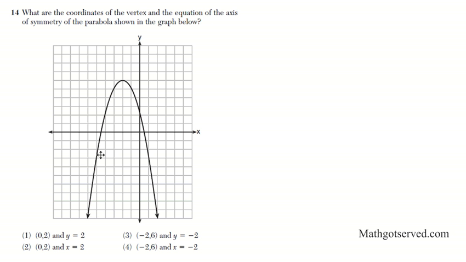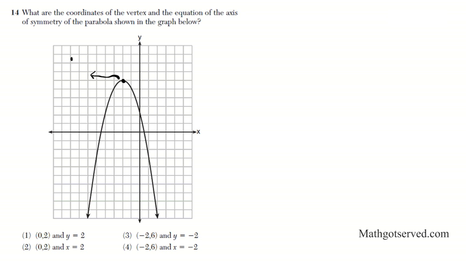Question 14 says, what are the coordinates of the vertex and the equation of the axis of symmetry of the parabola shown in the graph below? Let's start by taking a look at the vertex. The vertex is the max or min of your parabola. So the maximum in this case, since this is a downward opening parabola, is right here. So that is your vertex.